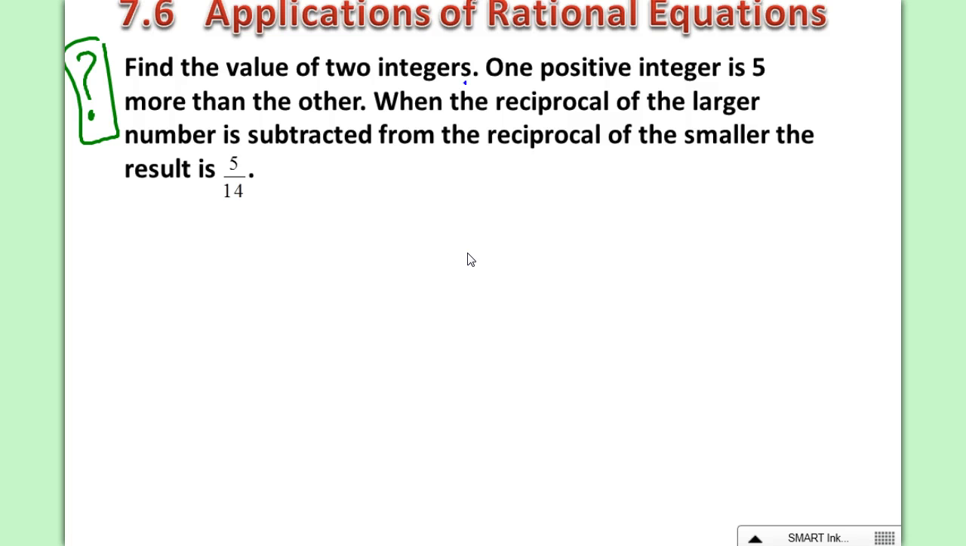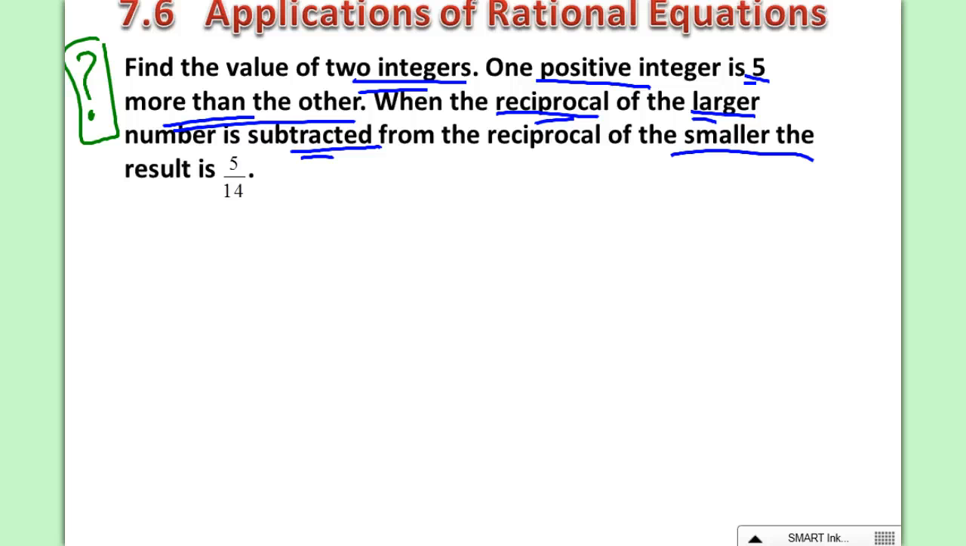So what are we looking for? We're looking for two integers. One of them is positive, and it's 5 more than the other number. Okay, that's cool. This idea of reciprocal, I think I know what that means. And the larger number is subtracted from the reciprocal of the smaller. Okay, so we need to put that into an equation that we can solve.